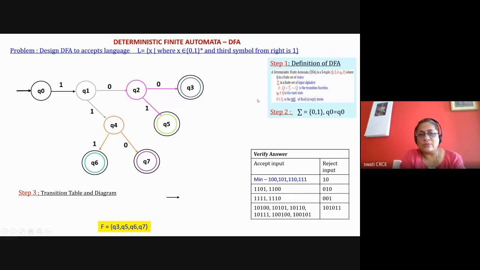So for some of the problems, if there are more than one minimum length strings, you can have such a minimum length, minimum transition DFA diagram. For 100 Q3, 101, then 110 and 111. Now try to find out the missing transition.